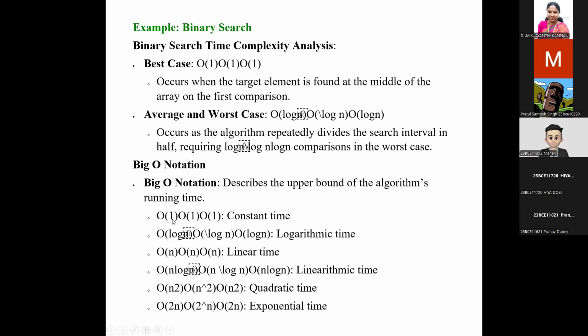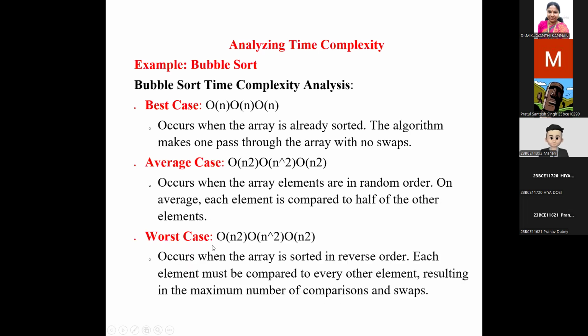In big O notation, it describes the upper bound of the algorithm's running time. For each and every statement in the algorithm, we will find the computation time. Then we will combine them together to find the overall computation time.